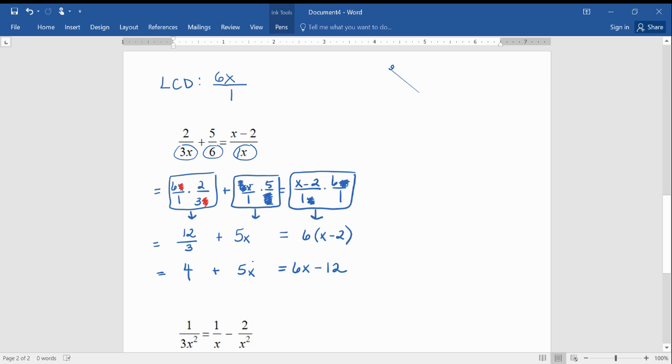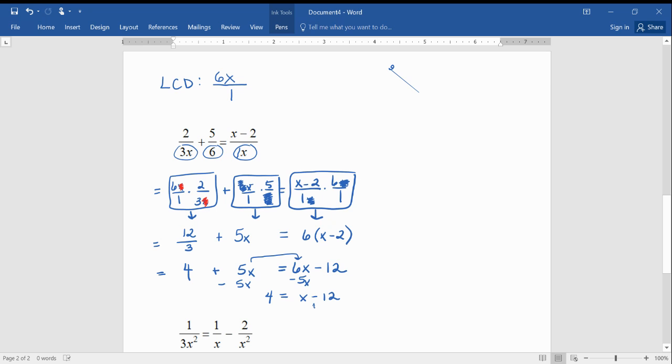We want to clean this thing up. We got to get x's on one side, numbers on the other. I vote let's take this 5x over, and to undo that, we need to subtract it on both sides. So that becomes a positive x on the right. And then we still have this 4 left over.